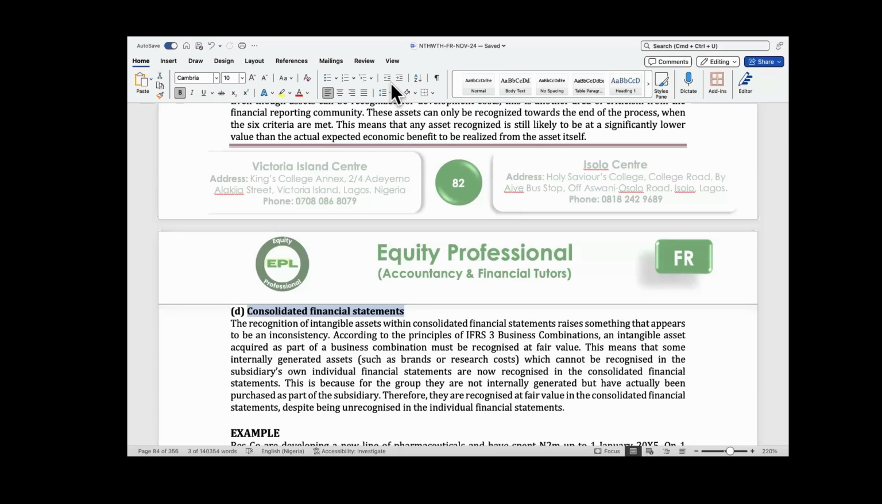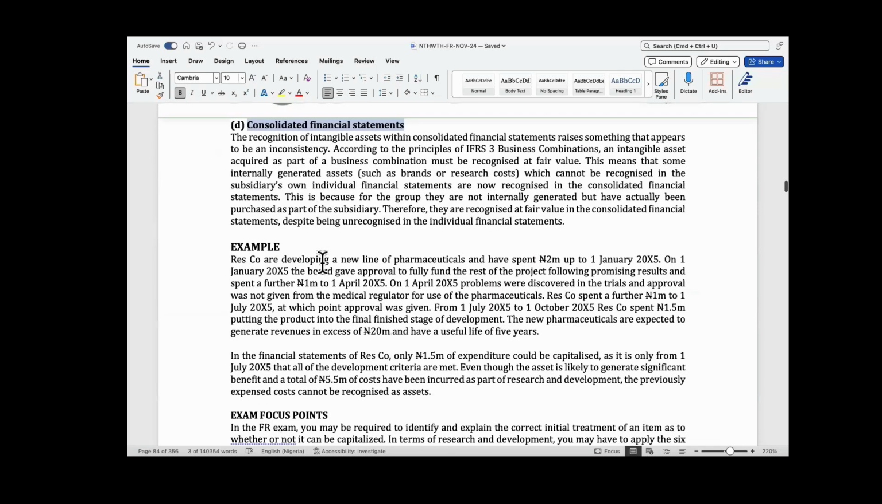Okay, so let's solve this question regarding research and development. There's this company called Resco.